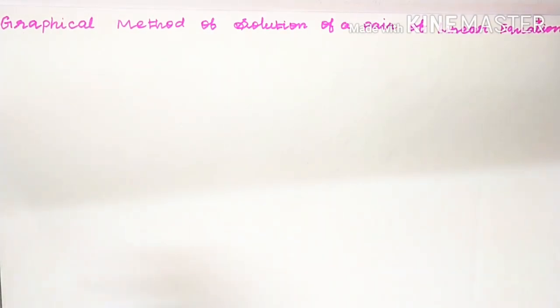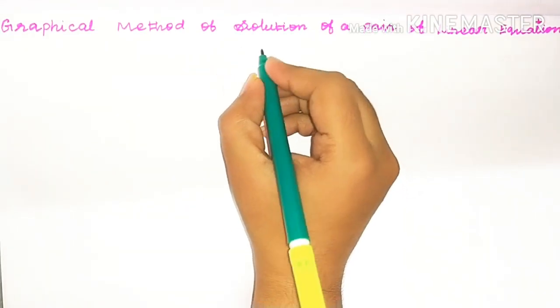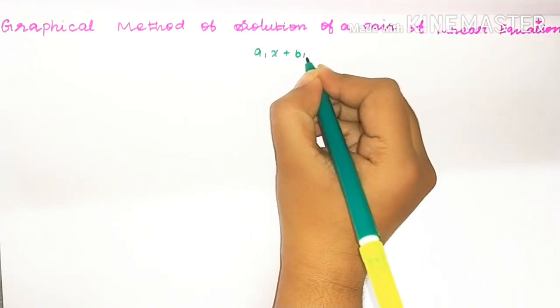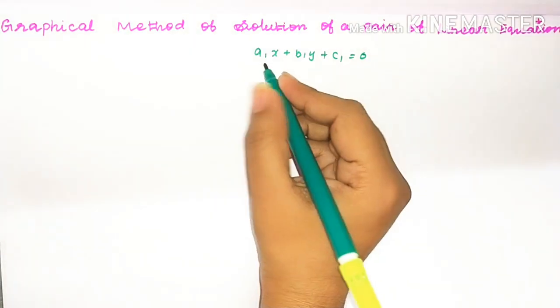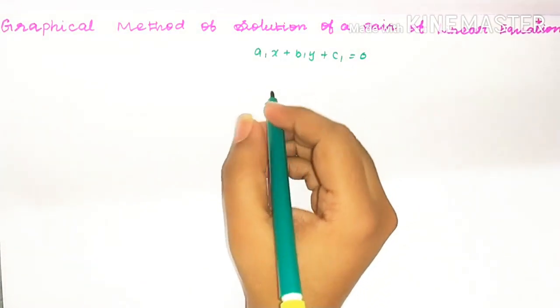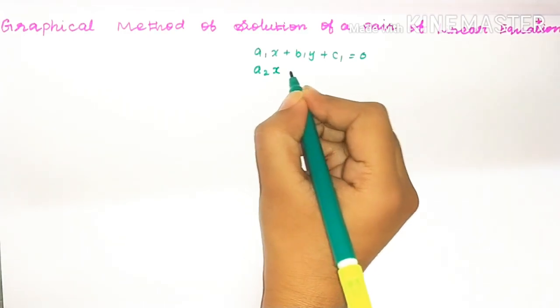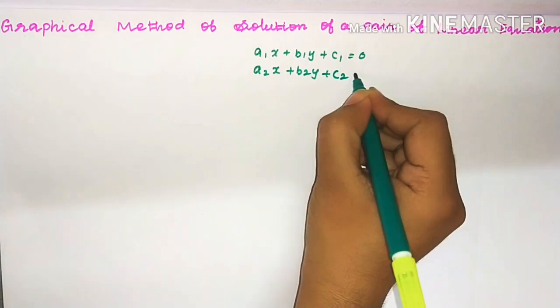Now I consider the general form of a linear equation. What is the general form of a linear equation? a1x plus b1y plus c1 equal to 0. So I am considering two linear equations. Now I am writing the other linear equation as a2x plus b2y plus c2 equal to 0.